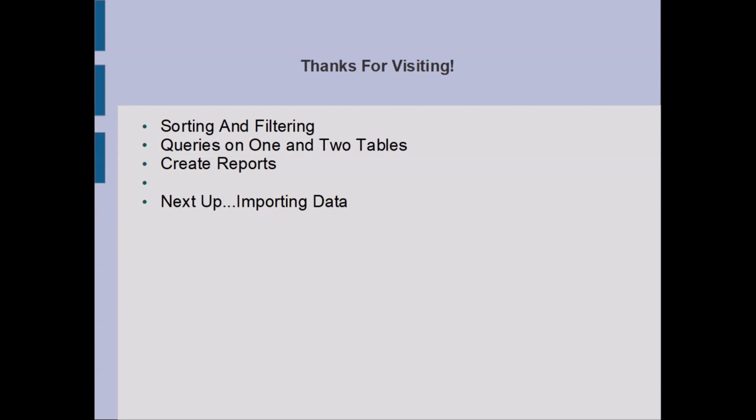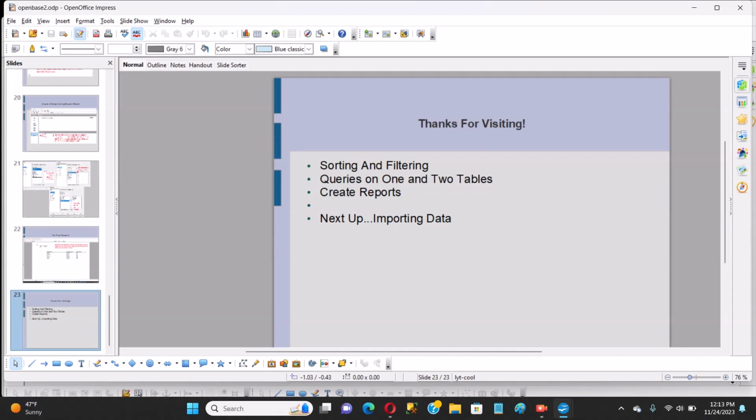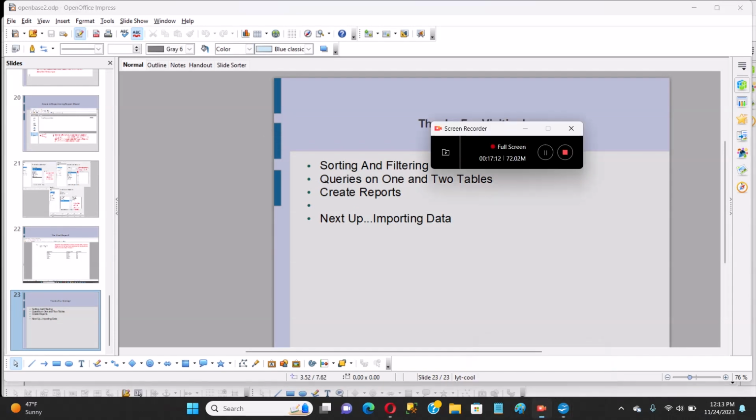Today we just did sorting and filtering, which are just like with spreadsheet utilities. And we did queries on 1 and 2 tables, and we created reports. This is the basic stuff in any relational database, which makes it different from a spreadsheet. Queries are different from spreadsheets.